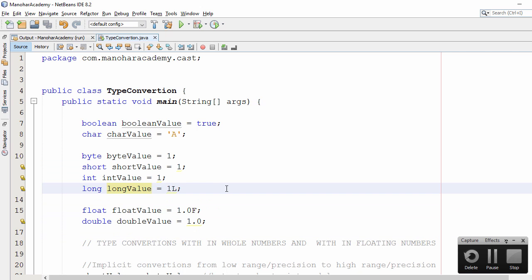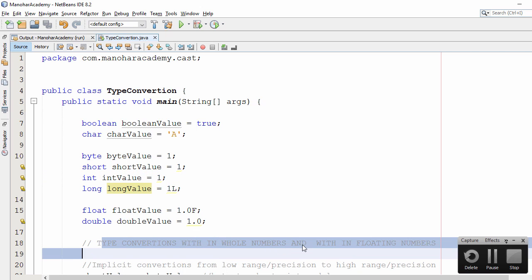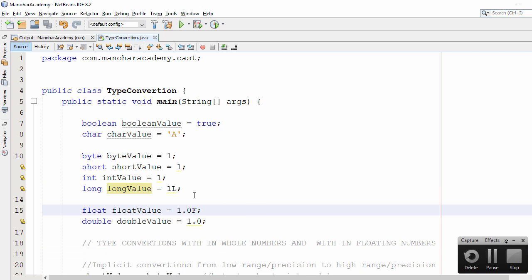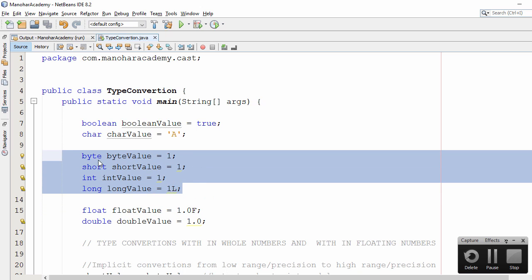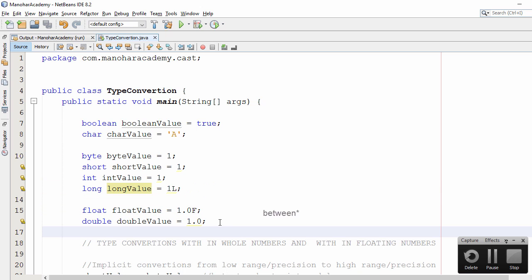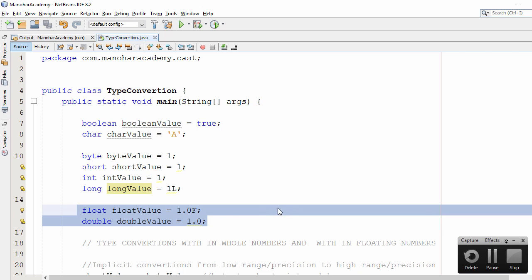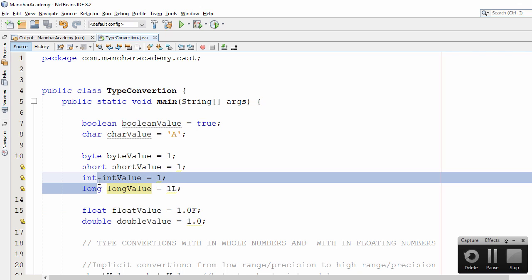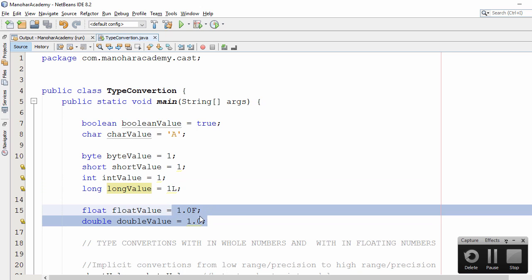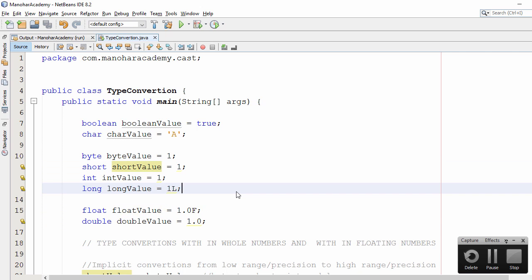Let's divide this conversion into two categories. One is type conversion within whole numbers and type conversion within floating numbers. First we will look at type conversion among these four data types, then type conversion among these two data types. That is within. After that, we go ahead and look at the type conversion across, like converting from integer value to floating value or from floating value to integer value. This is very easy. Pay a little bit more attention and you will understand it very thoroughly.